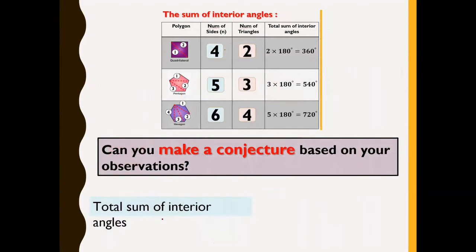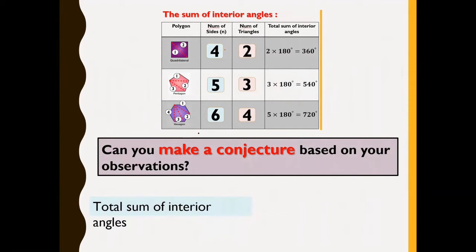Now, let's observe our results here. Based on the results, can you make a conjecture? Conjecture means can you make a conclusion based on the observations?